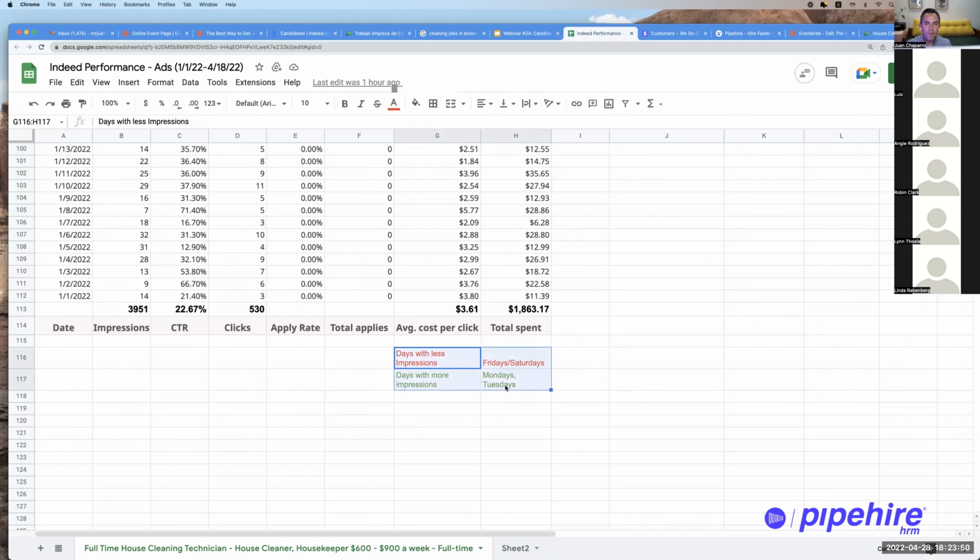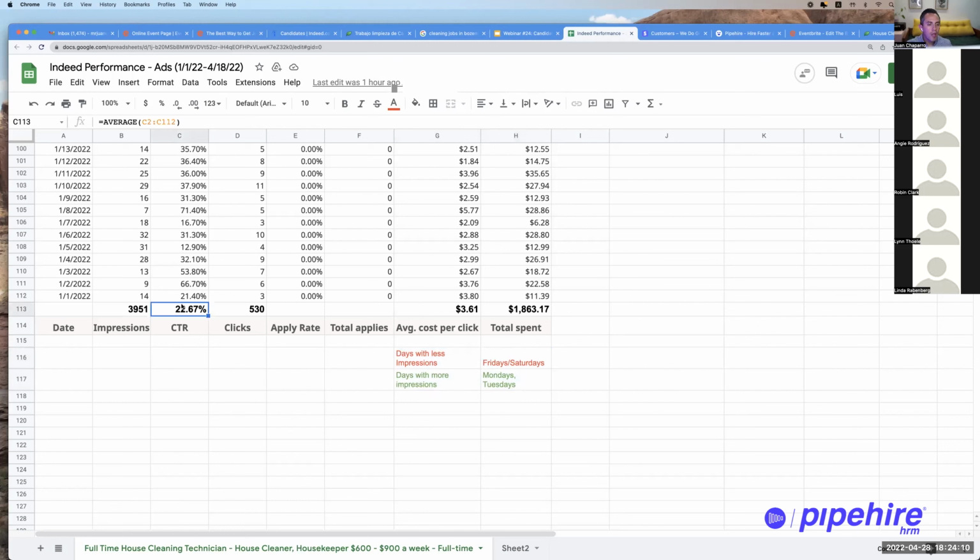So if you want to start an ad, make sure it's on Mondays or Tuesdays. Fridays and Saturdays, nobody's going to see it because nobody's interested in finding a job on Friday night. So these are two pieces of data you should consider when you're putting your jobs, your ads, out there.